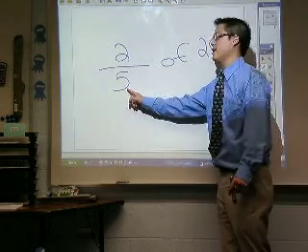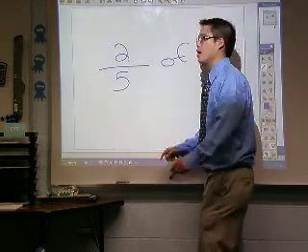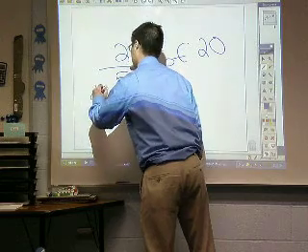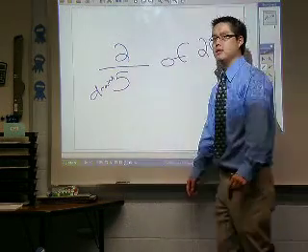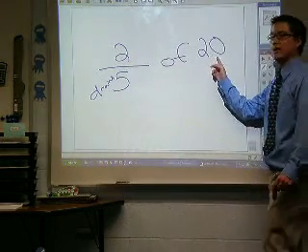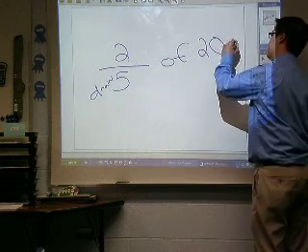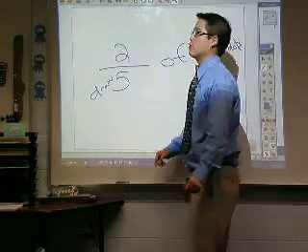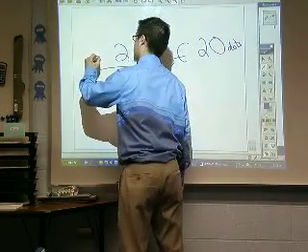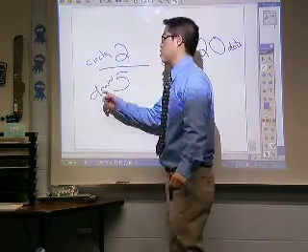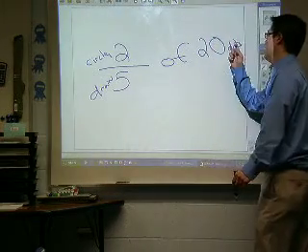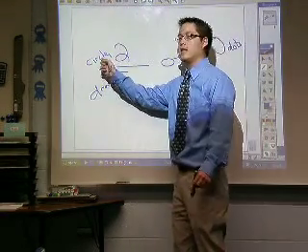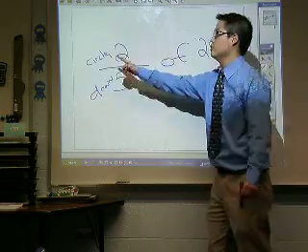Next to your denominator, you can write the word draw. Okay? Next to your whole number, you can write dots. And next to your numerator, you can write circle. And you're going to draw first, then you're going to use the dots, and then circle last. So it goes draw, dots, circle.